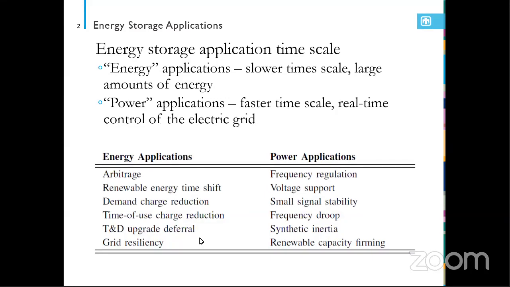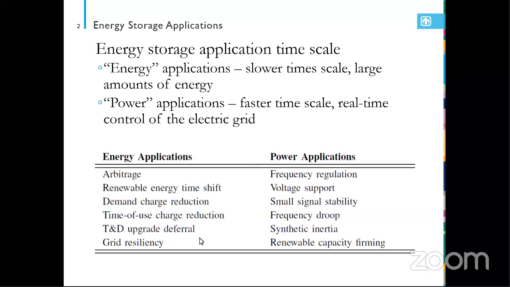Power applications occur at faster time scales, milliseconds to seconds, and they're often associated with real-time control of the electric power grid. Some examples of energy applications are arbitrage, renewable energy time shift, demand charge reduction, time of use charge reduction, transmission and distribution upgrade deferral, and then grid resiliency. And then another example of an energy application is some form of capacity payment.